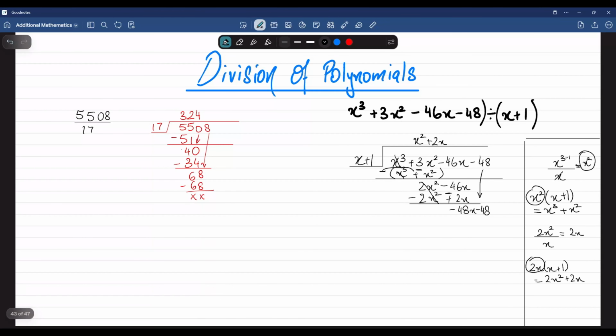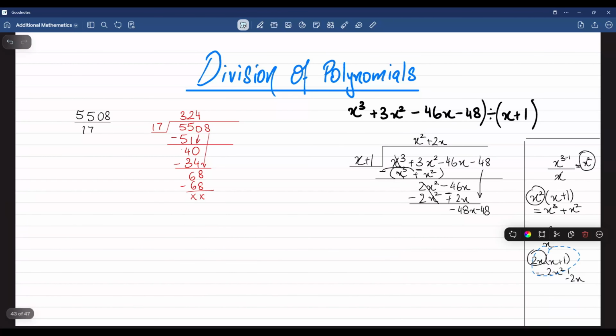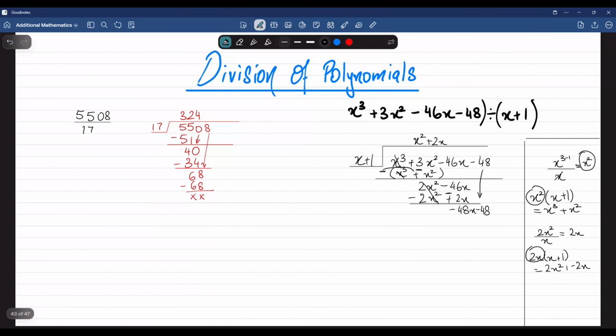Now, before I continue, I'm going to take negative 48x divided by x, and that gives us negative 48. Now negative 48 multiplied by x plus 1 gives us negative 48x minus 48.